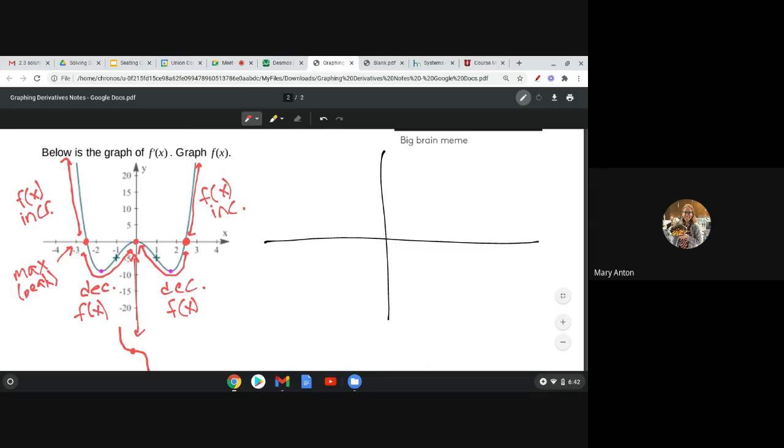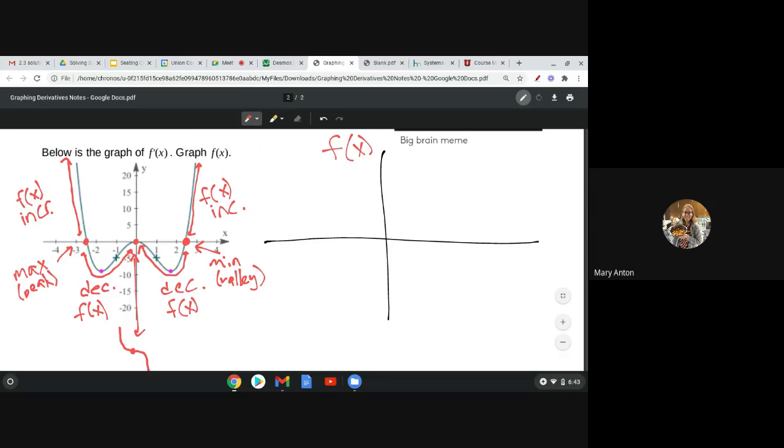And then finally, at our last point where our slope is 0, we switch from decreasing to increasing. So if you think about it, we switch from decreasing to increasing. This will be a minimum or a valley. So I'll write min, valley. All right, now we have a lot of information here, and that'll help us draw our original function graph. So this is the graph of f of x.